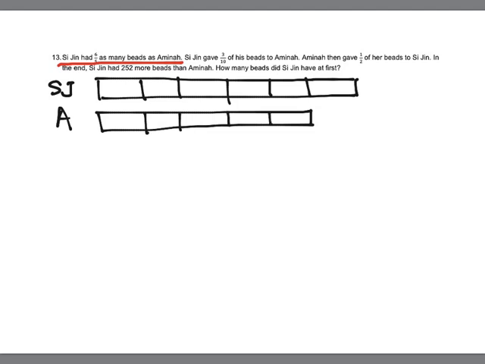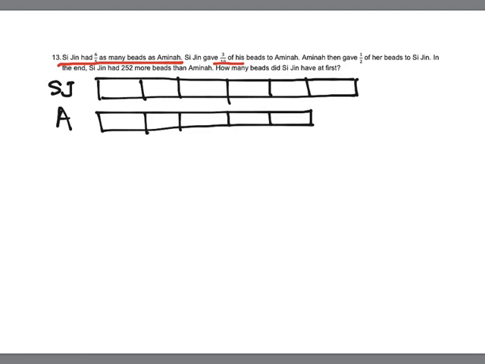Right, first one done. Second sentence, Sujin gave 3/10 of his beads to Amina. So Sujin has got 6 units, but you want Sujin to have 10 units. So how are you going to do it? Simply, you just have to cut them so that it can represent both 10 units and also represent 6 units. So the common multiple in this case would then be 30. So from this 6, we are going to cut them into 30. That means each unit becomes 5.